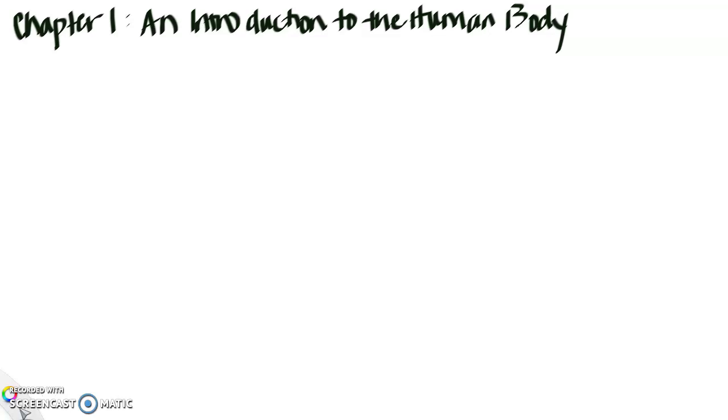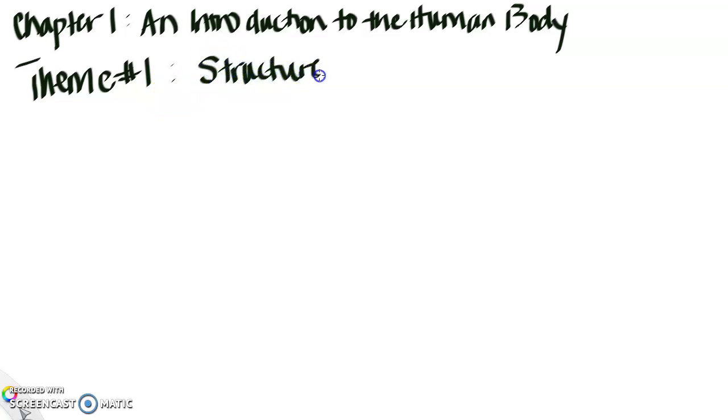So chapter 1 is an introduction to the human body. And in this chapter, there's basically 3 themes that you need to understand or get out of this. And the first one, theme number 1, is that structure determines function.